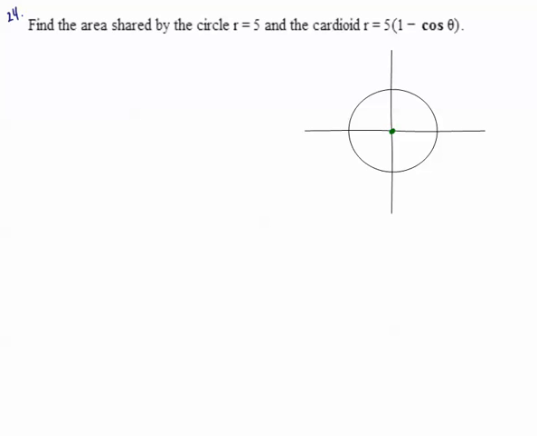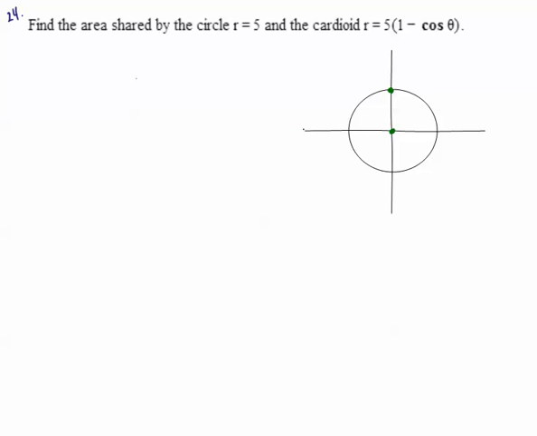Then let's see what happens. Let's go through some good, easy values. Pi over 2. At pi over 2, we know that cosine is 0, so 1 minus 0 will be 1, and so r will be equal to 5 at pi over 2. Then let's do pi. At pi, cosine of pi is negative 1, so 1 minus negative 1 will be 2, and 5 times 2 is 10.